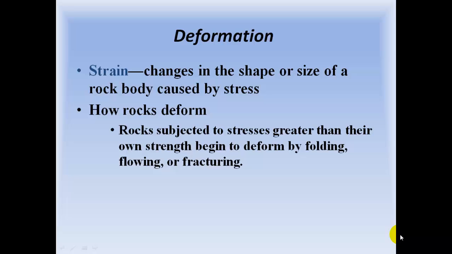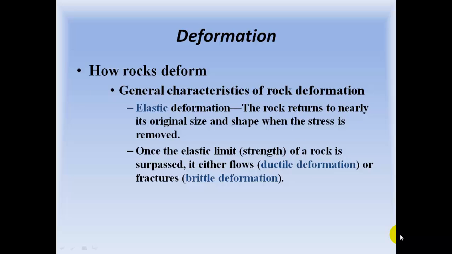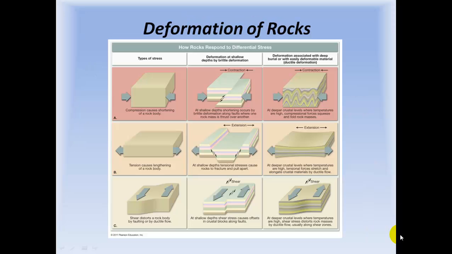How rocks deform. Rocks subjected to stress greater than their own strength begin to deform by folding, flowing, or fracturing. General characteristics of rock deformation. Elastic deformation: the rock returns to nearly its original size and shape when the stress is removed. Once the elastic limit or strength of the rock is surpassed, it either flows with ductile deformation or fractures with brittle deformation.